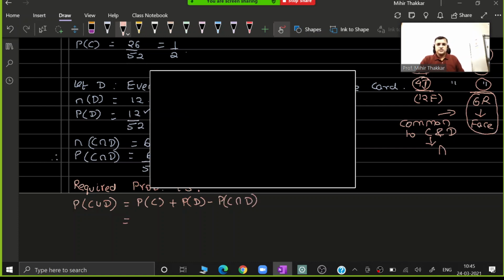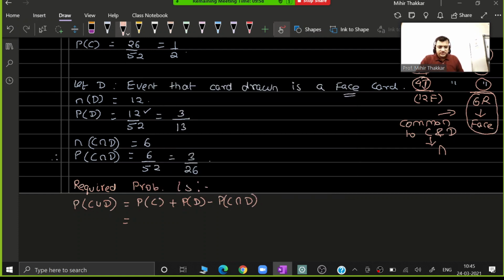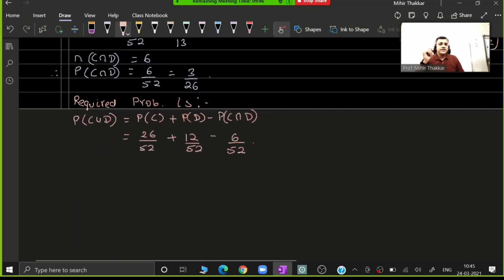That is, C, the value was 26 by 52. D, the value over here is 12 upon 52. And this is minus 6 upon 52. So 12 minus 6 will give you 6. 26 and 6 will give you 32 by 52. I can reduce this by 4. So I will get this is 8 and this is 13. Therefore, my answer comes out to be probability of C union D is equal to 8 upon 13.